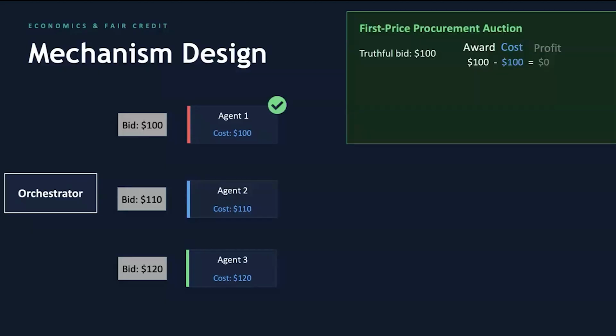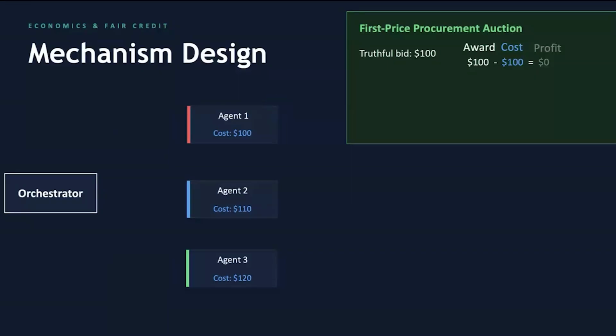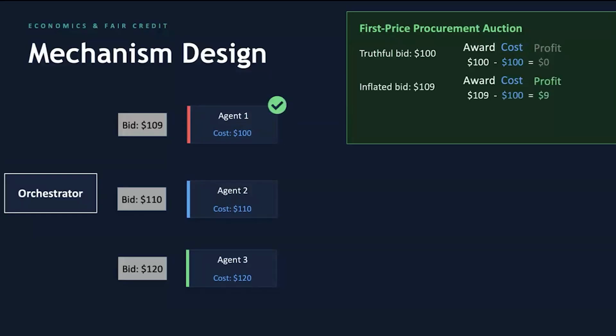So in a first price procurement auction, what happens is whoever has the lowest bid wins. So the truthful bid of 100, agent one was awarded $100 to complete the task, and then they complete the task, which cost them $100, and they got a profit of zero because they truthfully bid what the cost actually was. Well, let's play the game again. In this scenario, agent one bids more than they actually need. It's an inflated bid. And yet again, they still win. 109 is lower than the rest of the bids. They're awarded 109, and their cost was 100, and so they profited $9.